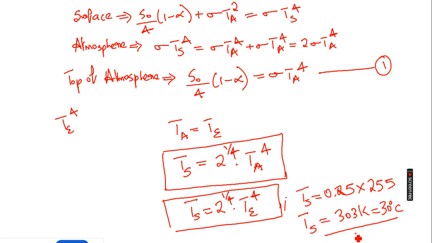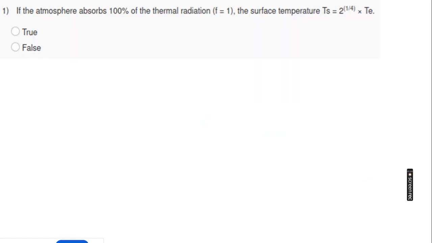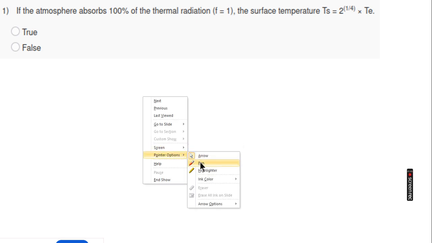So this is the average surface temperature of the earth that we actually see. Because of the greenhouse gas, we are actually having a temperature of 30 degrees Celsius. I hope it is clear. Now when we included the greenhouse gas effect also, we are getting a surface temperature of around 30 degrees Celsius. Now let's solve this question.